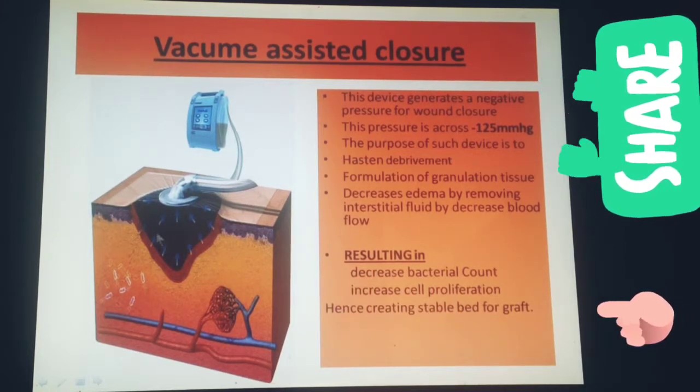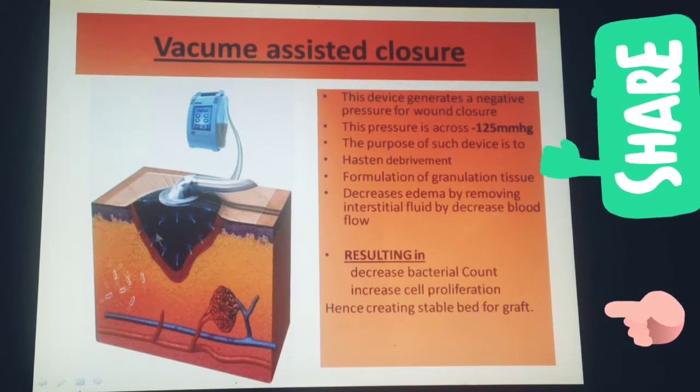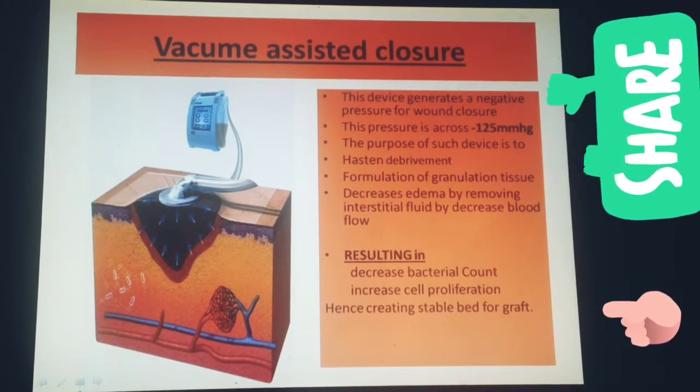Now, what this results in, this also helps in decrease in bacterial count, increase in the cell proliferation in this dead area. Hence, it provides a stable bed for the graft.